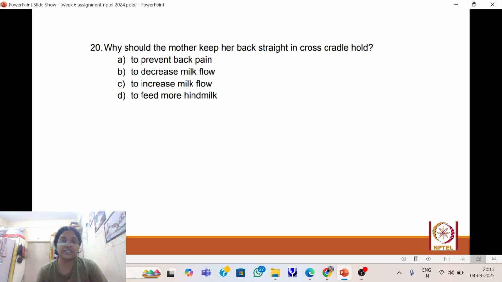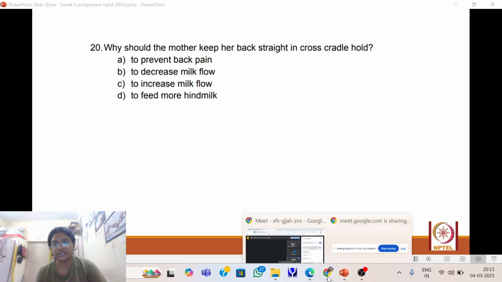Why should the mother keep her back straight in the cross cradle hold? To prevent back pain, to decrease milk flow, to increase milk flow, to feed more hind milk. Start answering.